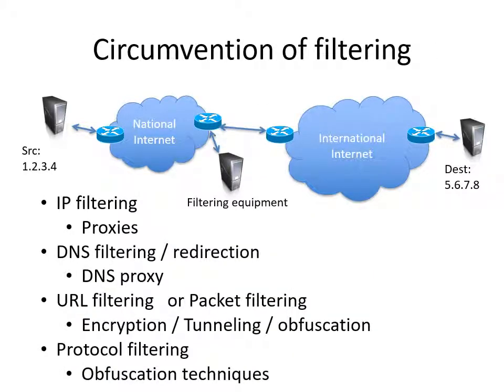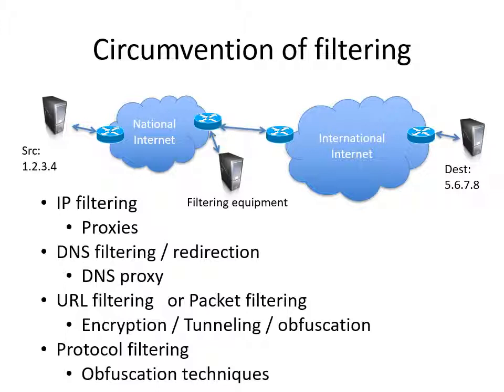So how do you filter this? IP filtering alone is pretty simple to defeat just through a proxy that will forward IP packets. For DNS filtering or redirection, this is where somebody looks up a DNS name and you filter the response and say certain DNS names can't be looked up, or we'll send them to the wrong location. Here, having a proxy that will do your DNS lookup for you someplace else will work.